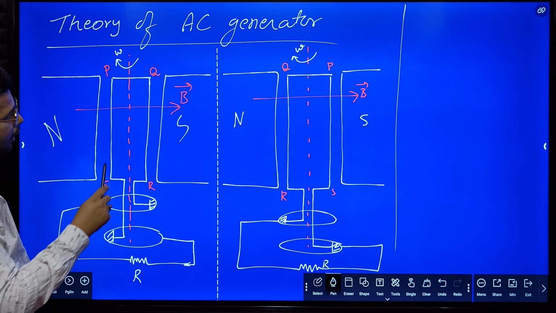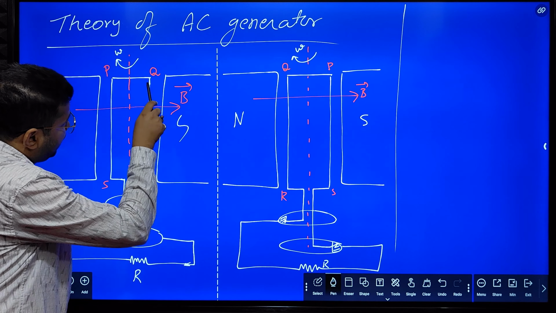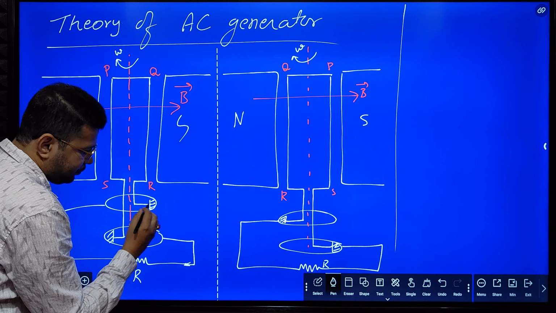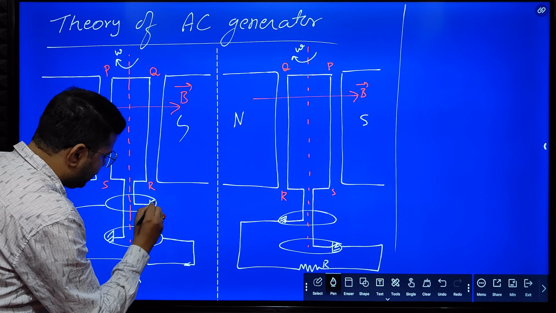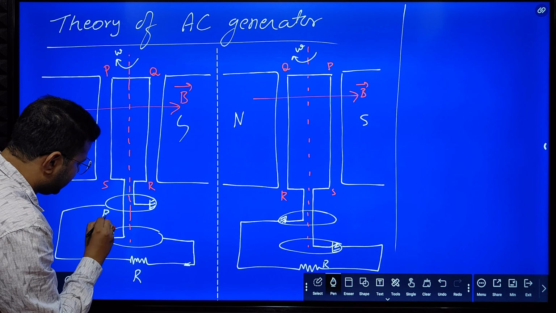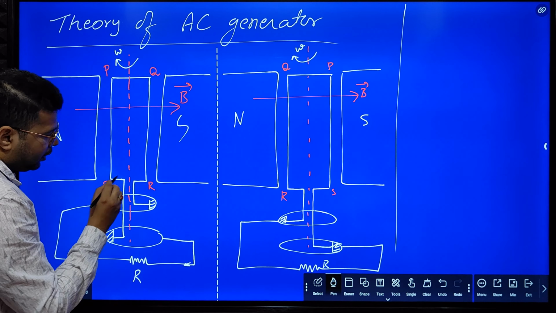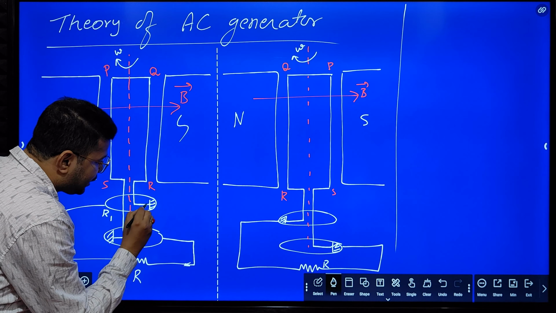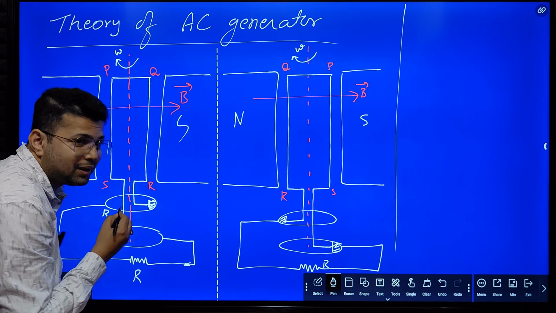The end of this QR is connected to one ring. I call this ring R1. It is connected to the ring R1 through a metal brush, a metal brush B1.